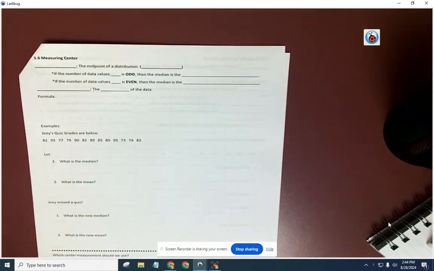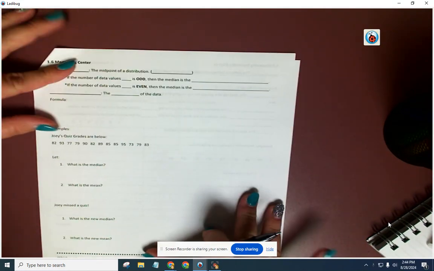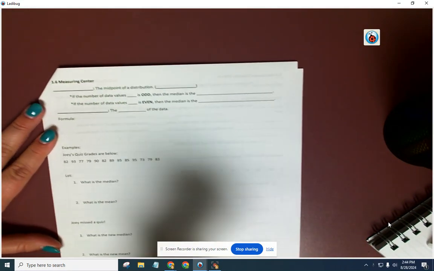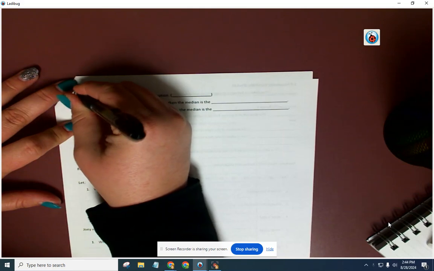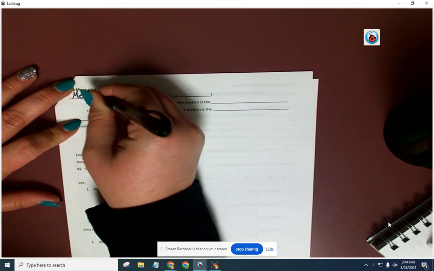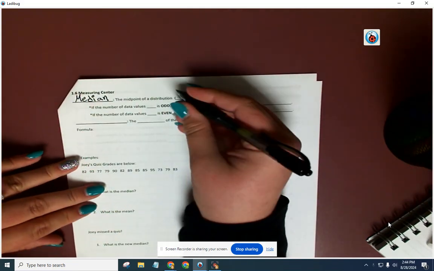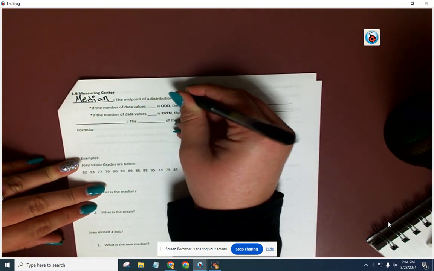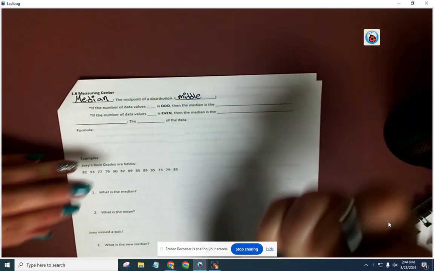Hey guys, today we're looking at notes for 1.6, measuring the center. The first word that we are looking into is median. So the median is the midpoint of the distribution, which is really just a fancy word for saying middle.